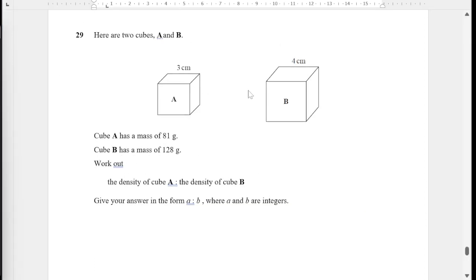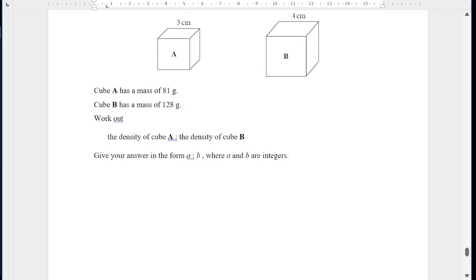Okay, here are two cubes, A and B. Cube A has a mass of 81 grams, cube B has a mass of 128 grams. Work out the density of cube A to the density of cube B. Give your answer in the form A:B, where A and B are integers.